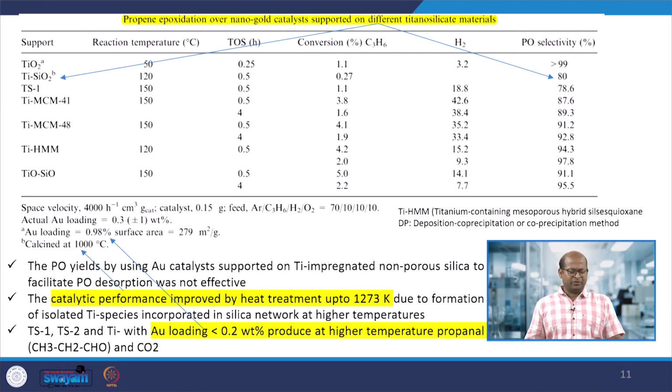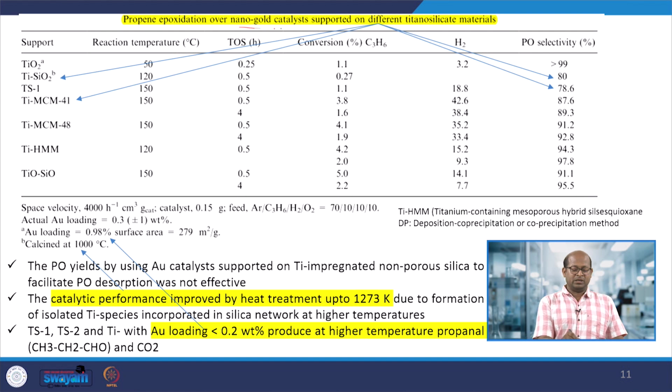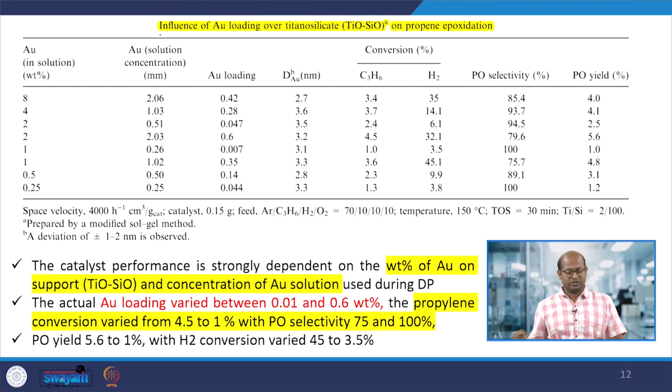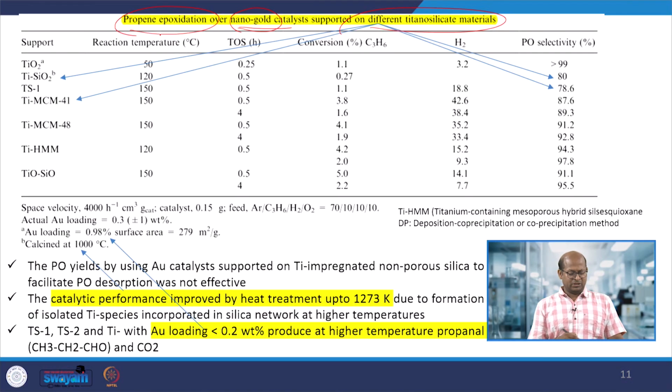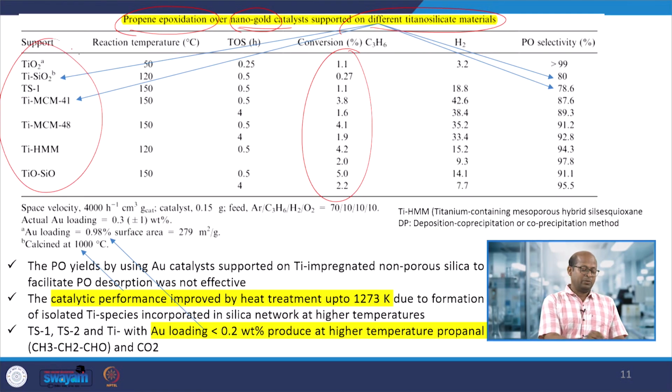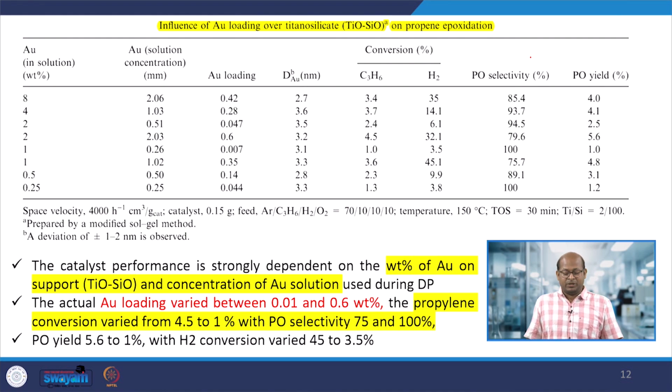Here different types of titania silica support were used, gold particles were dispersed over those supports, and then used for propene epoxidation. Depending upon the support material used, the conversion will vary. I said titania silica can be used; titania silica is much better and gives more product yield than titania alone. Product selectivity also changes depending upon the type of support we have used.